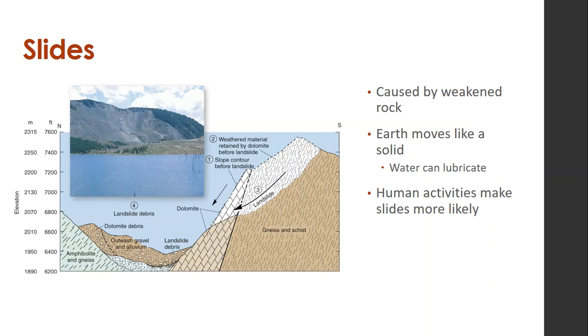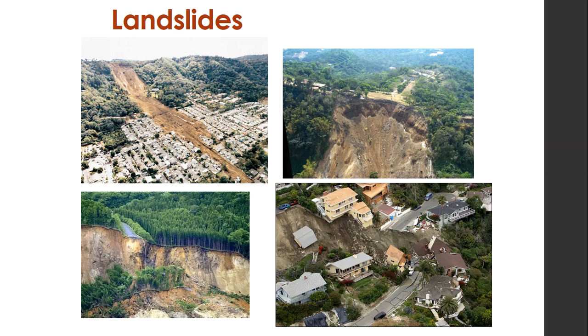Human activities make slides more likely. We build stuff on steep slopes that can cause it to break apart and weaken that structure. And so here are some examples of landslides that can be extreme. You can see here there was a road there and this whole thing fell down. But notice how these trees are still upright, right? This thing fell as one big piece. They can move a ton of debris really fast, in this case, destroying many houses.